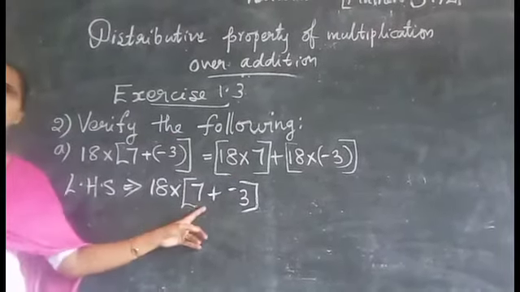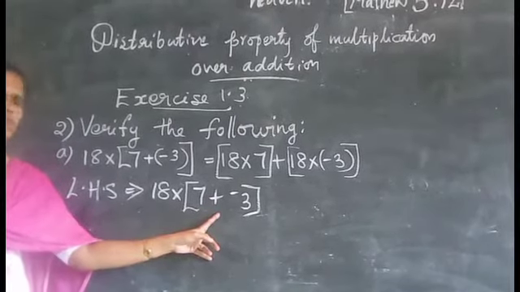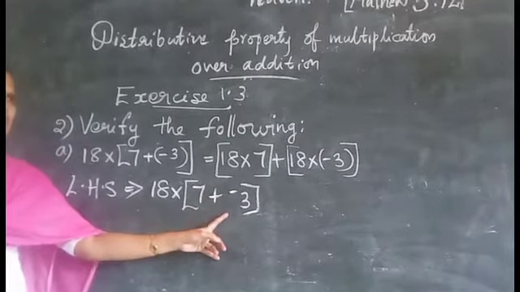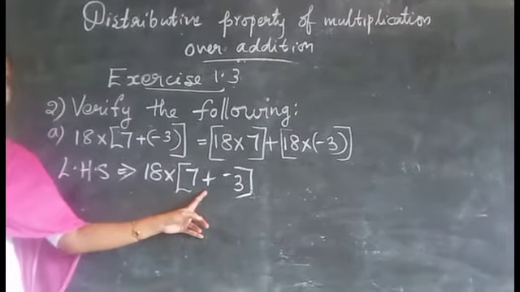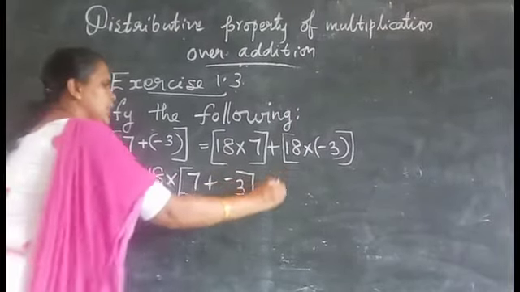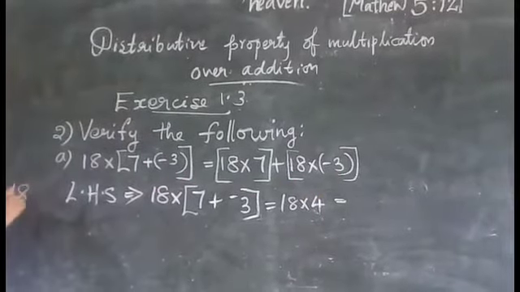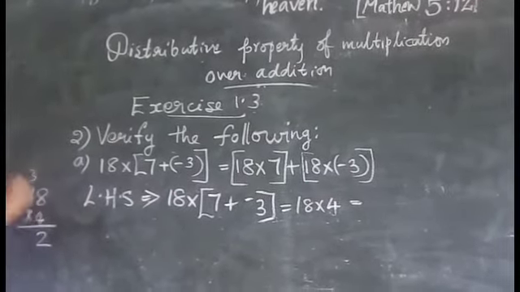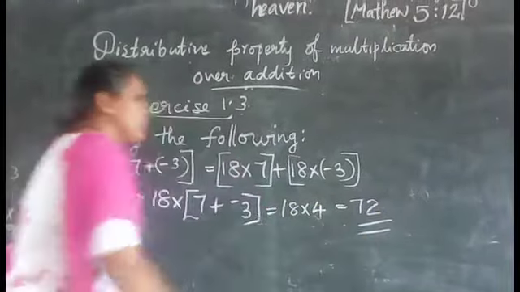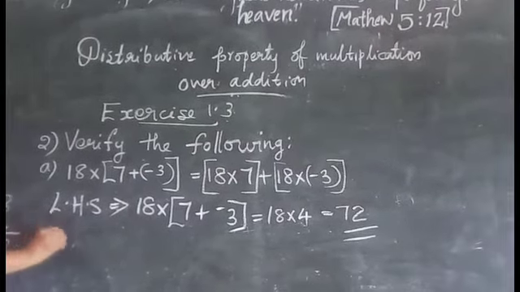First you find the value from the bracket. What is 7 plus negative 3? That's equal to 4. For 7 plus negative 3, subtract the absolute values and put the sign of the greatest integer. Then 18 into 4 is equal to 72. Then the RHS side.